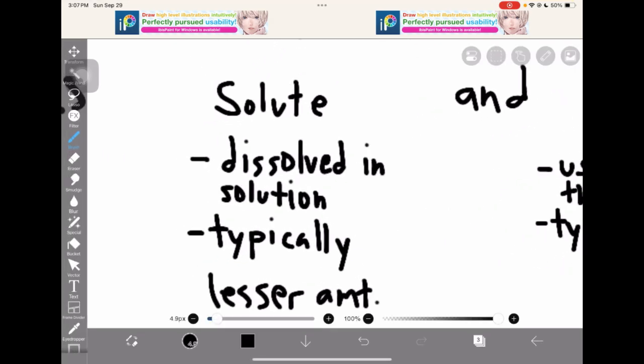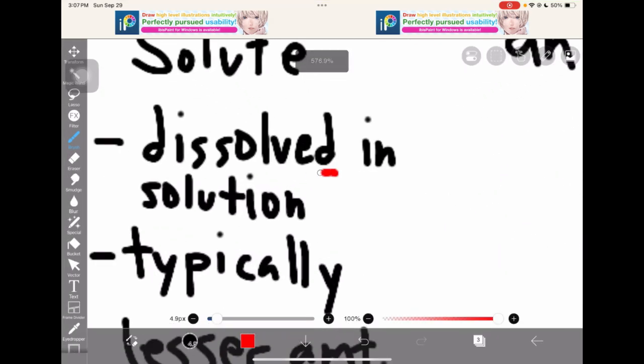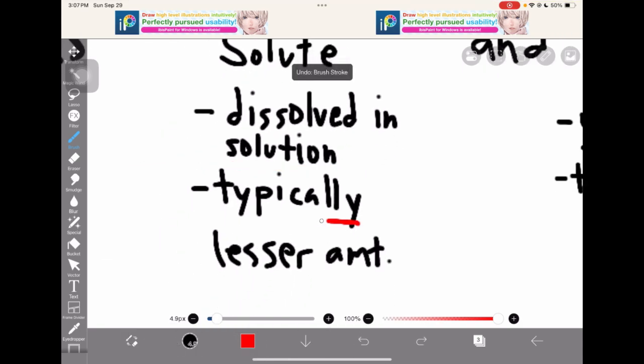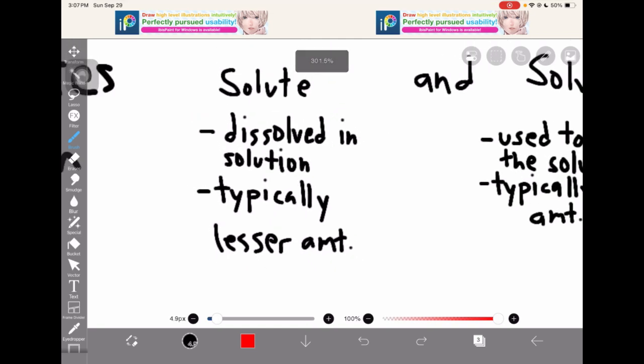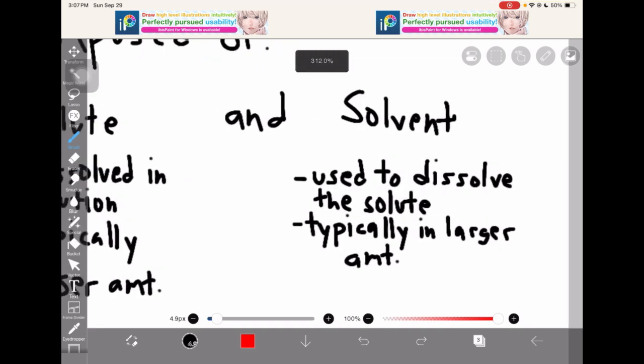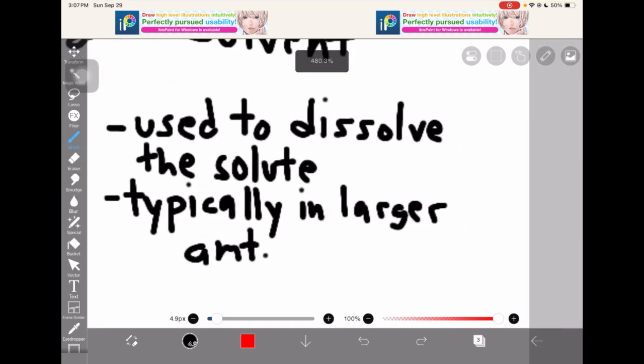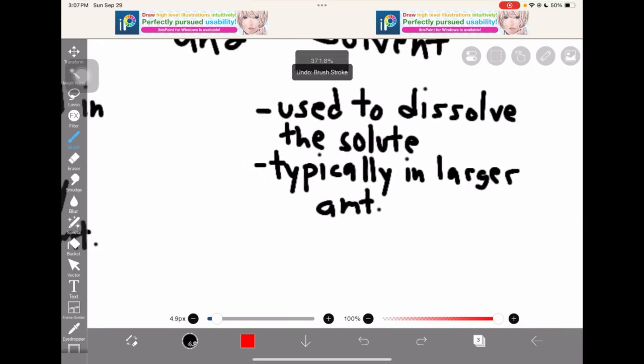So let's start with the solute. The solute is what is dissolved in the solution and thus is typically in the lesser amount, because the values that we put into the solving part later are usually less than 100%. How about the solvent? It's used to dissolve the solute and thus is typically in the larger amount. We'll see the solute and the solvent in action in our problem solving later.